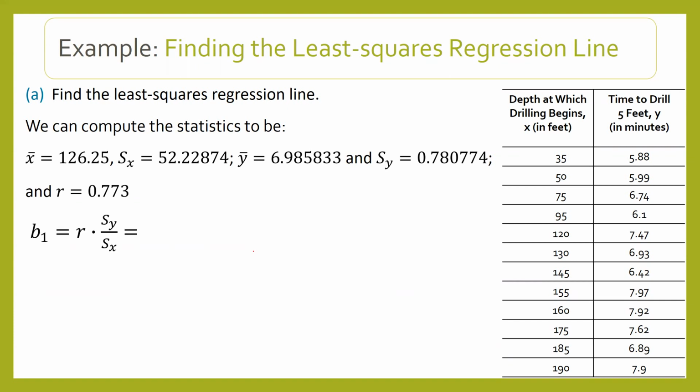So let's compute what B1 will be. Remember that r is 0.773 times s_Y, which is 0.780774, divided by the standard deviation for X, which is 52.22874. And if you use your calculator to do this, all you get is 0.0116.